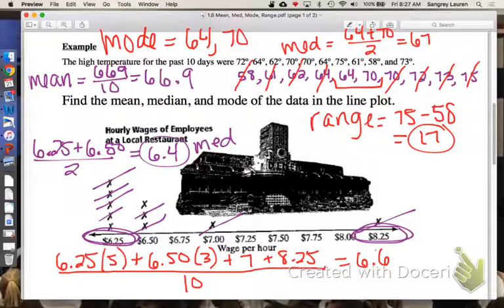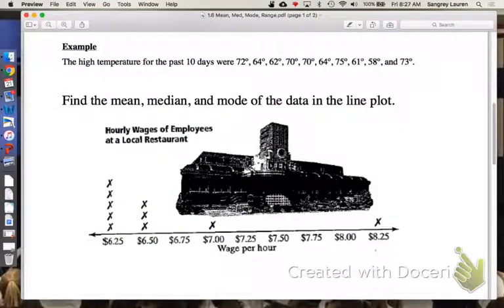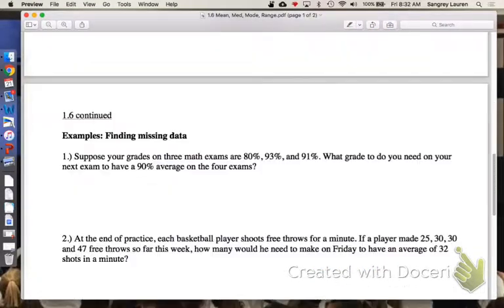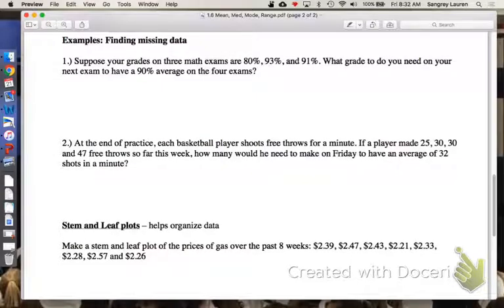On to the back. We have some more challenging problems. So, talking about our grades. Suppose we have grades on 3 math exams. We get an 80, a 93, and a 91%. And we want to know what grade we need to get on the next test in order to have a 90 average. So average means that we have to add up all of our test scores and divide by however many there are. The only problem is we're missing a test score.